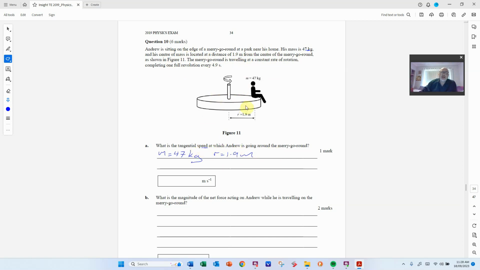So here we have to work out how far he's travelling. So the actual circumference is equal to 2 pi r, which is equal to 2 pi by 1.9, and that gives you 11.94 metres. But the time he takes is 4.9 seconds to travel that distance. So velocity equals distance divided by time, which is equal to 11.94 over 4.9, and that gives us 2.44 metres per second.